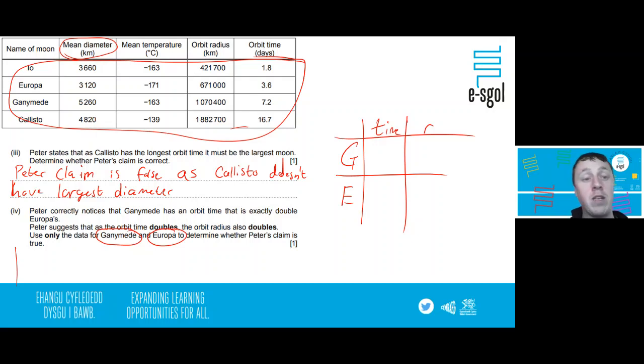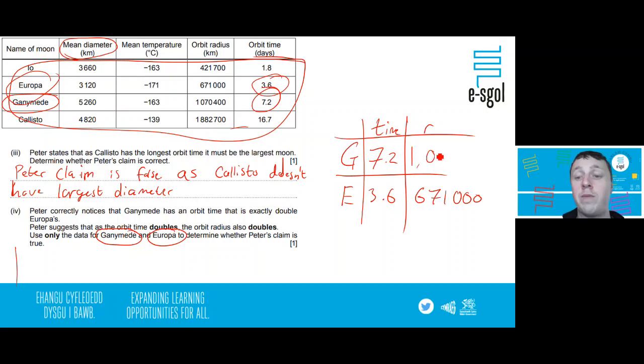So we're looking at Ganymede, and we're also looking at Europa. We're looking at orbital time, and what we can do is pull out the time of 7.2 and 3.6, and the radius for Europa is 671,000, and Ganymede has 1,070,400. So now we can really avoid pulling out incorrect information.